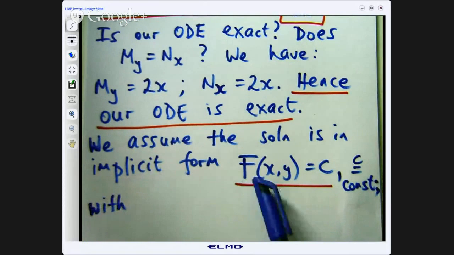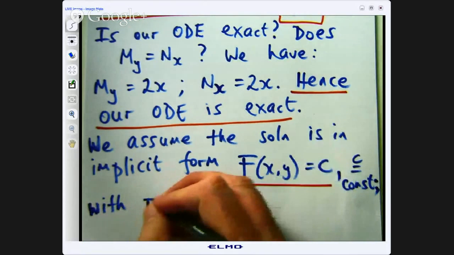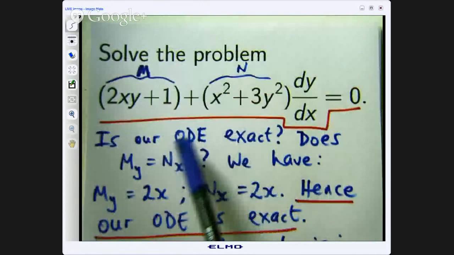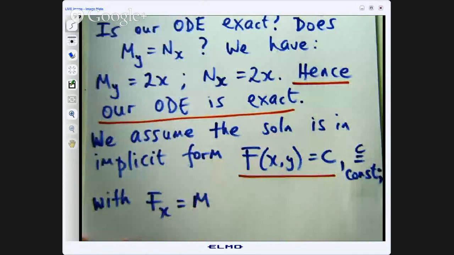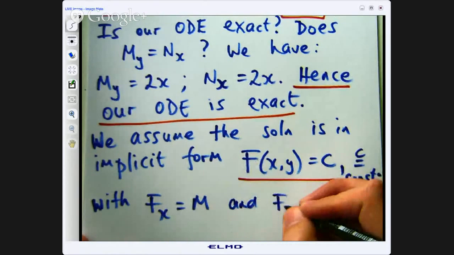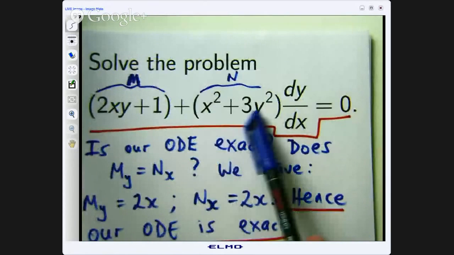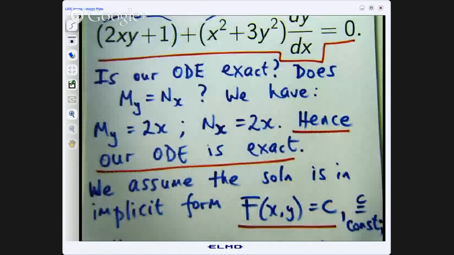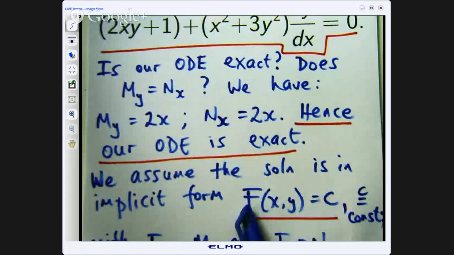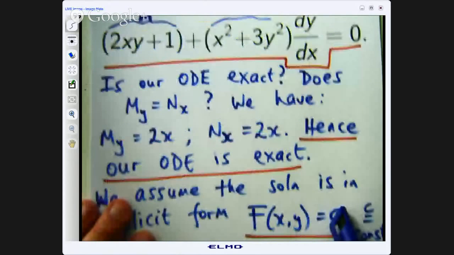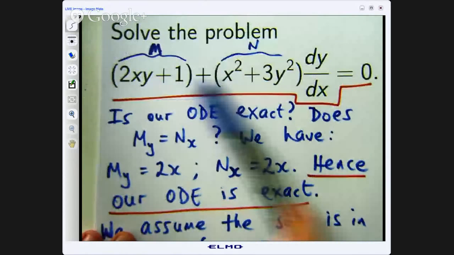The partial derivative of F with respect to x is going to be this M function, and the partial derivative of F with respect to y is going to be this N function. Now, where do these two things come from? Well, differentiate both sides of this implicit form with respect to x and apply the chain rule or the implicit differentiation, and then compare what you get with this. This has got to be this. This has got to be this.